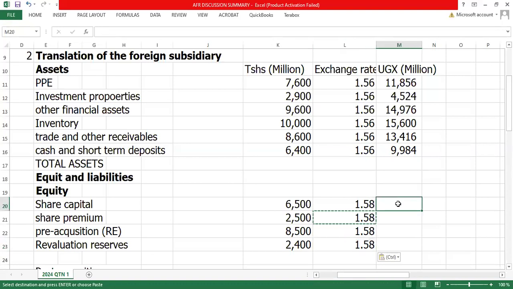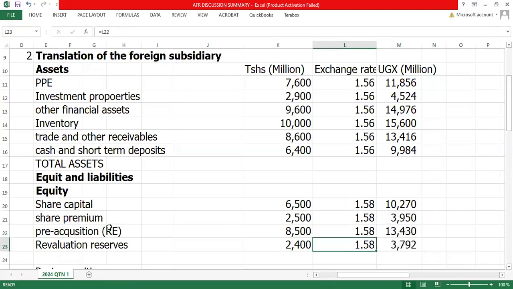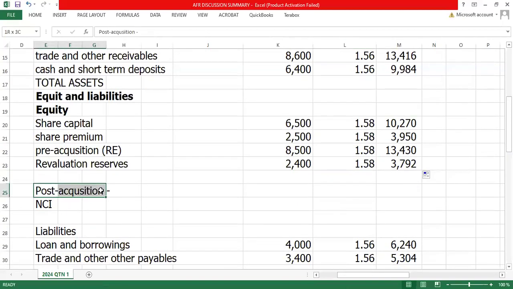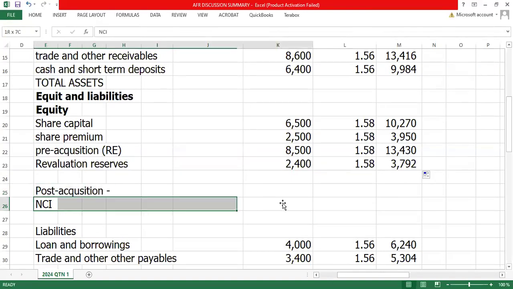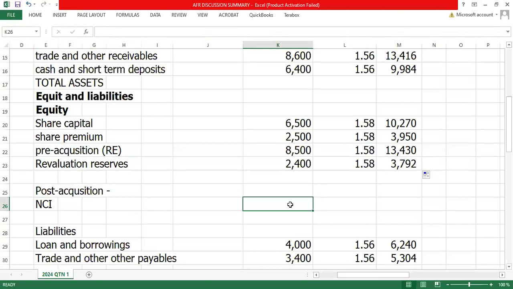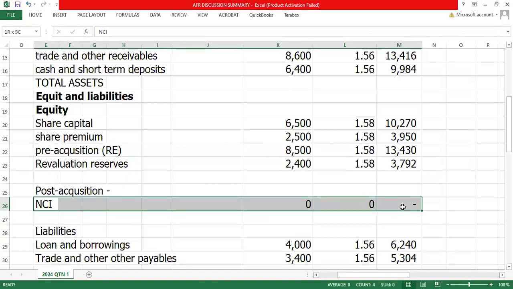Now, after this, we multiply this times this. After translating, you need to get the post-acquisition. What is NCI? We don't have it in this question. You also observed when you check from the question, there is no NCI.